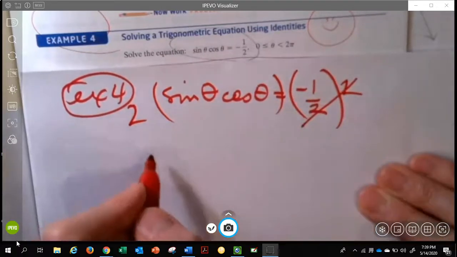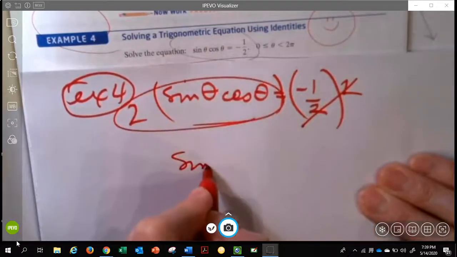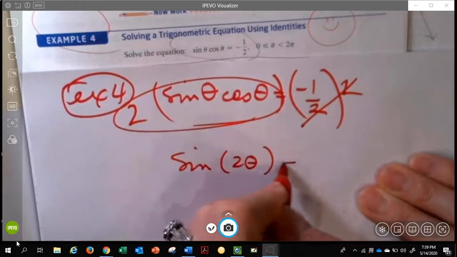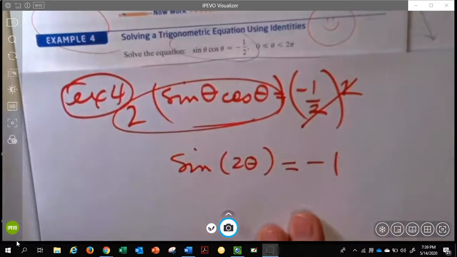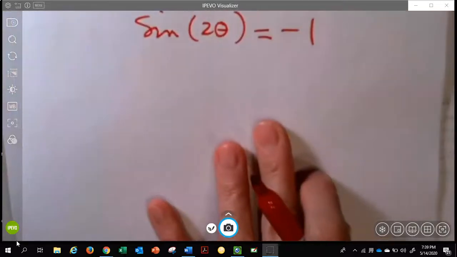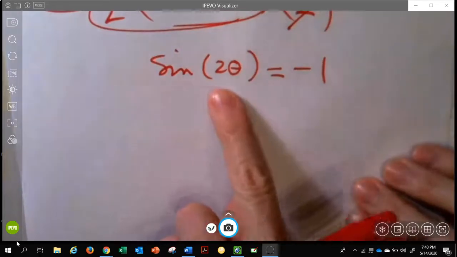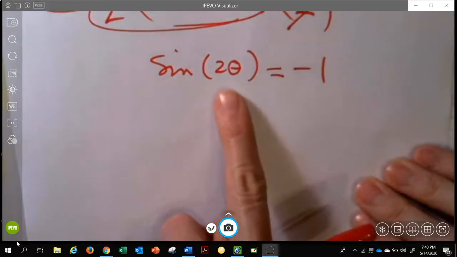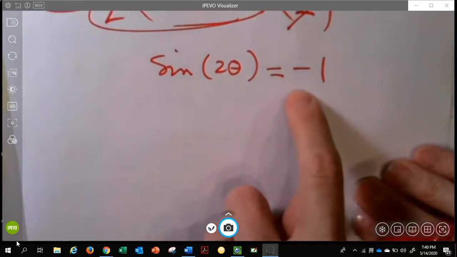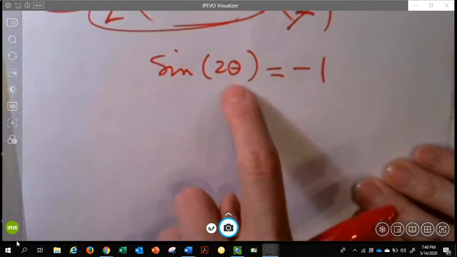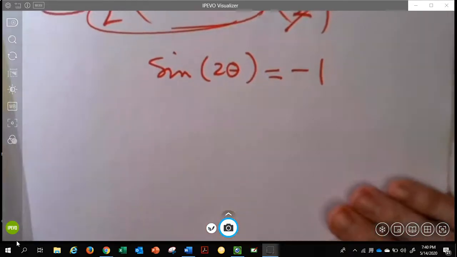And so now this all becomes the double angle of sine, and this all becomes negative 1. This then directly relates back to what we were doing in our last section when we were talking about inverses and finding angles, because I was asking you a question. The sine of what ends up being negative 1?